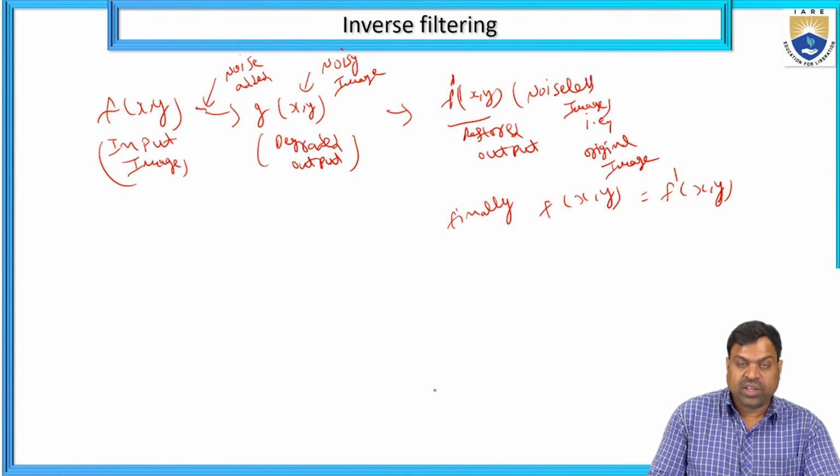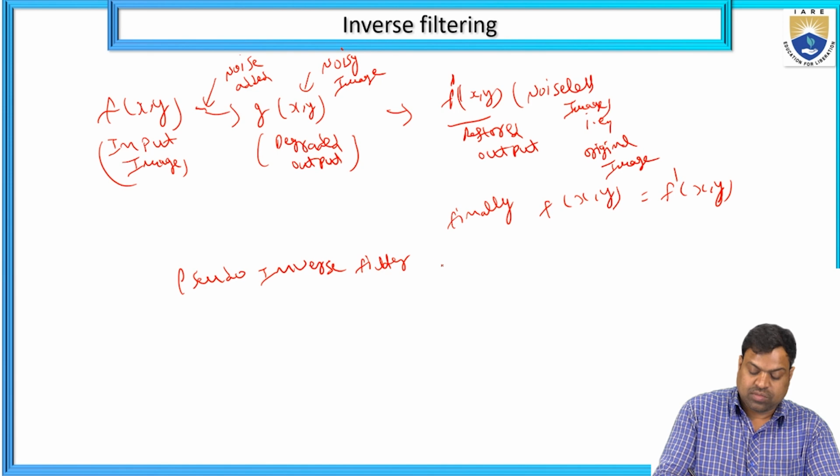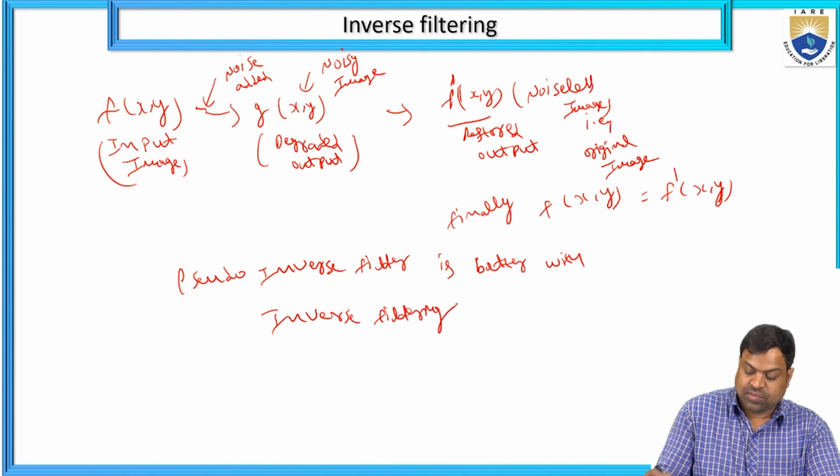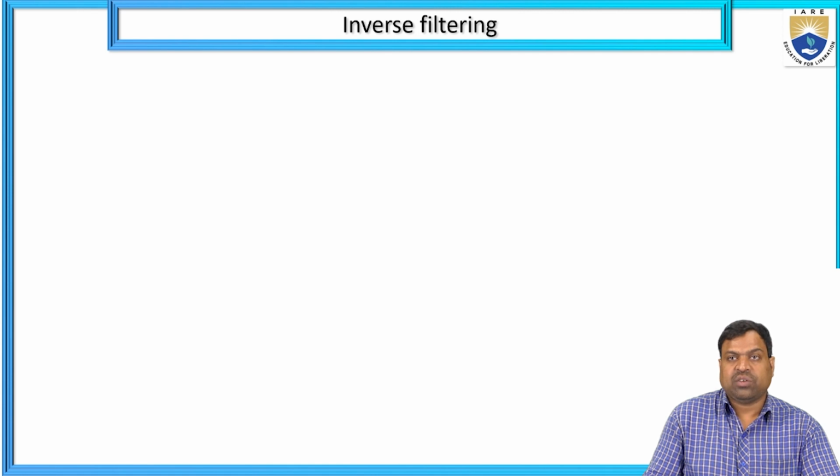So here, what is happening in inverse filtering is that pseudo inverse filtering is somewhat better than inverse filtering, but finally the results are sensitive to noise. Both are used for reducing the noise. How it is good, we will discuss.